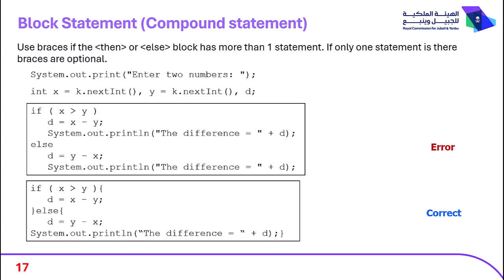Braces and branching. While braces are optional for a single statement, they are mandatory if the then or else block contains more than one line. As shown in the error example, failing to use braces when needed will lead to logical errors where statements run when they aren't supposed to.